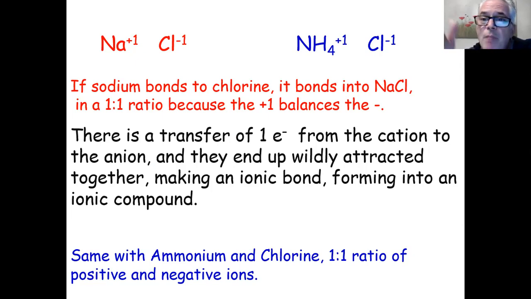Same thing could happen with ammonium and chlorine. Ammonium can transfer 1 electron over to chlorine. Chlorine becomes a -1, the ammonium is a +1, and they go together in a 1-to-1 ratio. Ammonium chloride, wildly attracted together. Very strong positive-negative charge bonded together. It's an ionic compound, except instead of a monoatomic cation, we have a polyatomic cation, and we just give it a name, ammonium chloride. It's really easy to name.